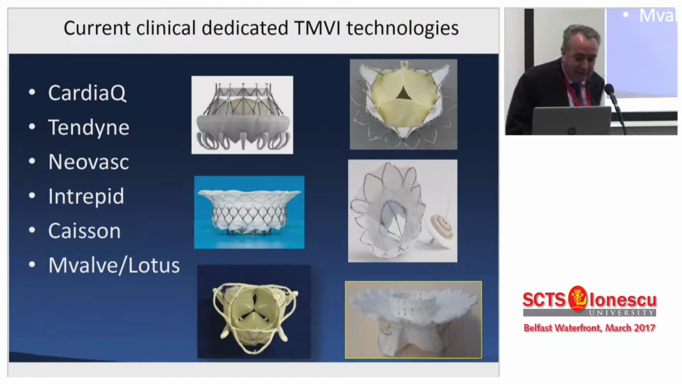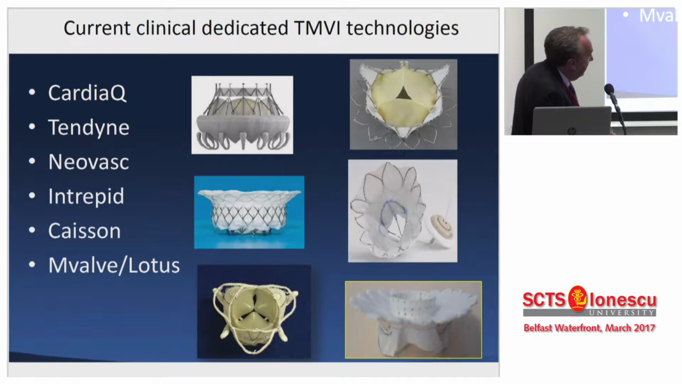So let's talk about dedicated devices for transcatheter mitral valve replacement. And these are the devices that have some clinical experience. This is the Cardiac Q, which has been bought by Edwards. This has a very low ventricular profile, but a high atrial profile. This is the Neovasc Tiara with these fixation devices which sit under the annulus. This is the old 12 device that's now the Medtronic Intrepid, a dual stent where you have decoupling of the outer stent from the inner stent and these little hooks on the outside.